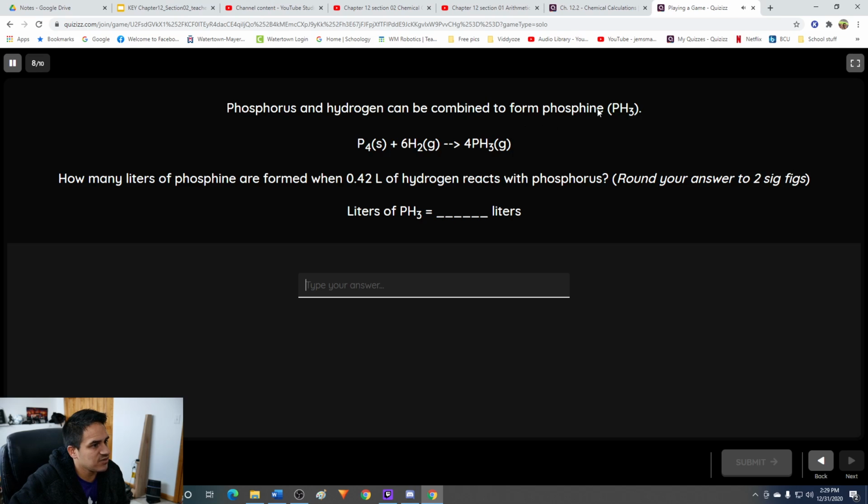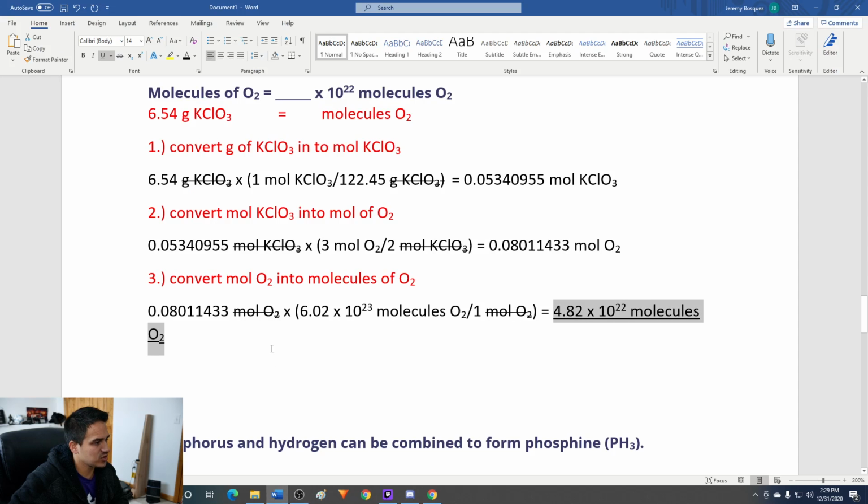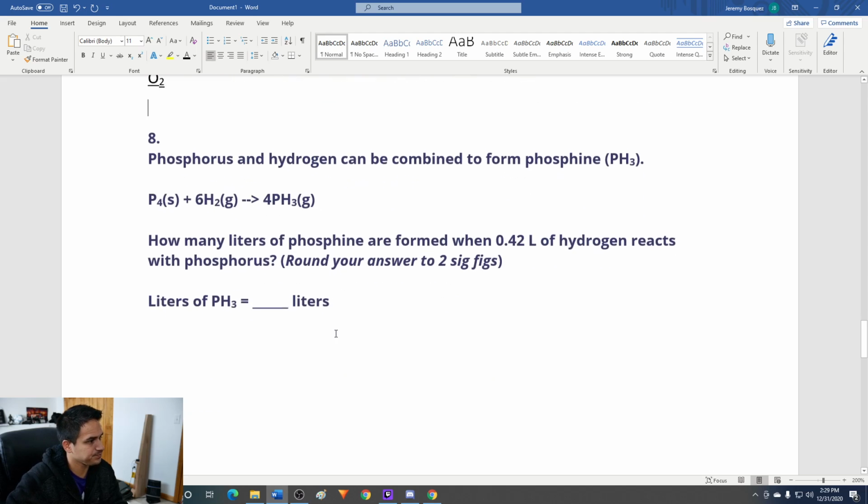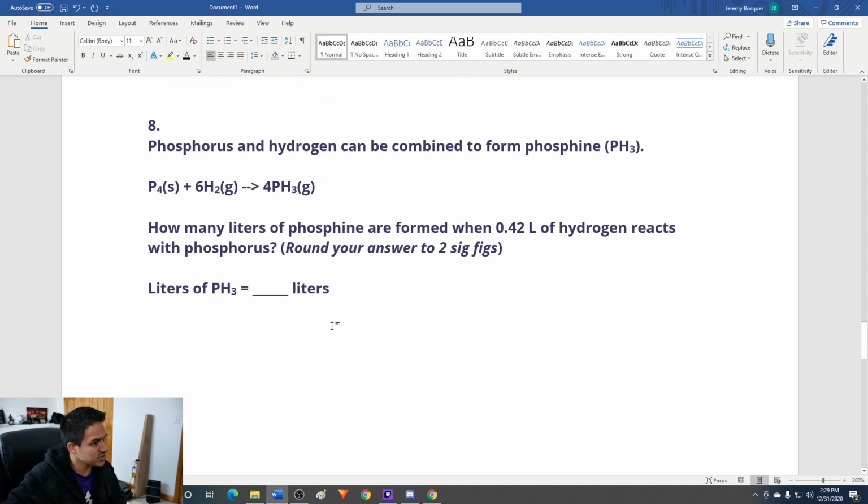Phosphorus and hydrogen can be combined to form phosphine, PH3. How many liters of phosphine are formed when 0.42 liters of hydrogen reacts with phosphorus? Okay, so let's go to our Word docs. Again, I have this already copy-pasted. All right. So in this problem, we are now dealing with liters. Okay, so this problem is just like the previous one, where we're just dealing with a different unit. Instead of grams, we're dealing with liters. Okay, but we're basically taking 0.42 liters of hydrogen, which is H2, and they want to know how many liters of phosphine are formed. So they want to know liters of PH3. Okay, that's phosphine in this problem.